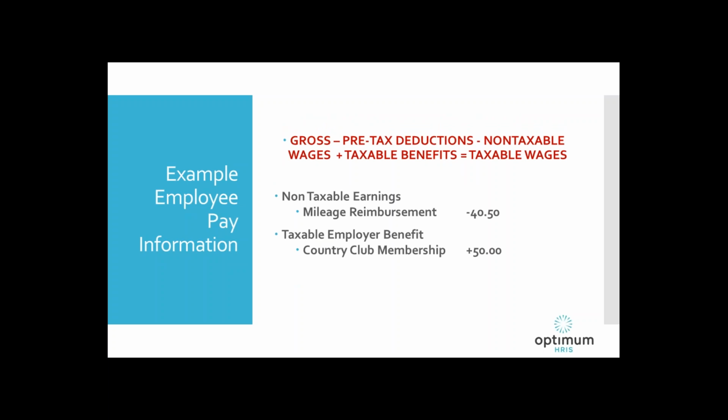This employee actually does have some non-taxable pay. We are reimbursing him for mileage, and that mileage reimbursement is $40.50. And he is also getting a taxable employer benefit of $50 for a country club membership. Now that's not gross pay. We're not giving him $50 that he can cash at the bank, but we're giving him $50 towards a country club membership. So that is a taxable benefit for him. That does increase his taxable wages.